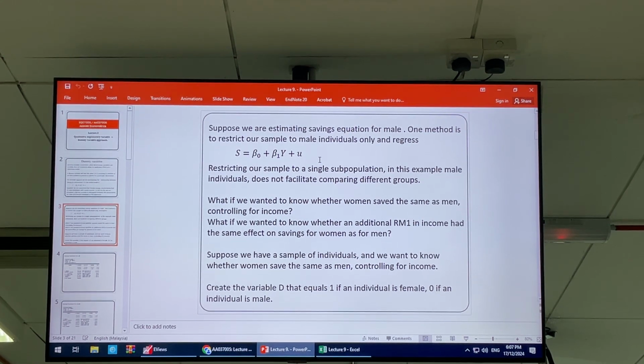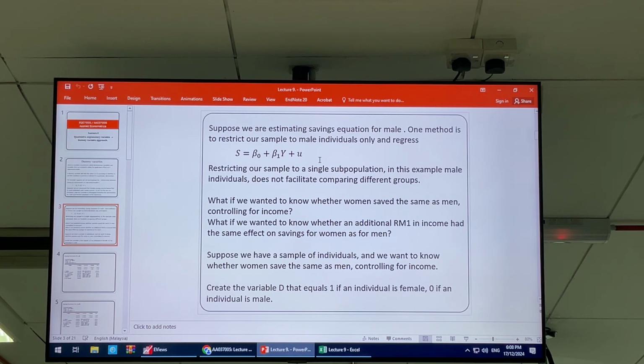Although we can estimate the two different models for different groups, doing so does not allow us to perform hypothesis testing in order to say whether there is a significant difference between the two groups. So that's one of the problems.